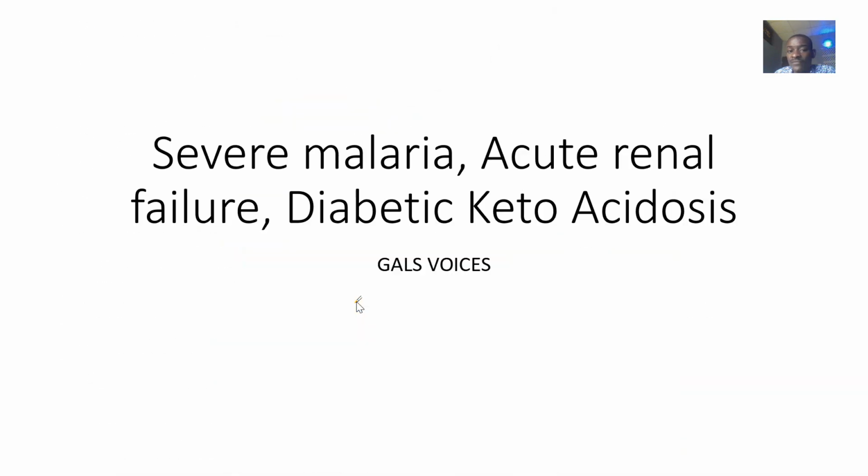So that's what we got for talking about the signs and symptoms of severe malaria, acute renal failure, and diabetic ketoacidosis. Then also the lab features and the imaging features if applied.